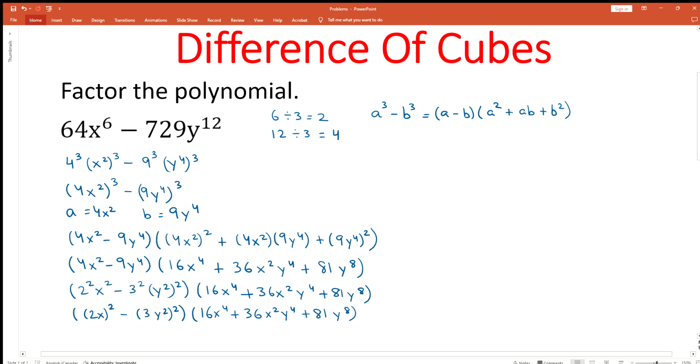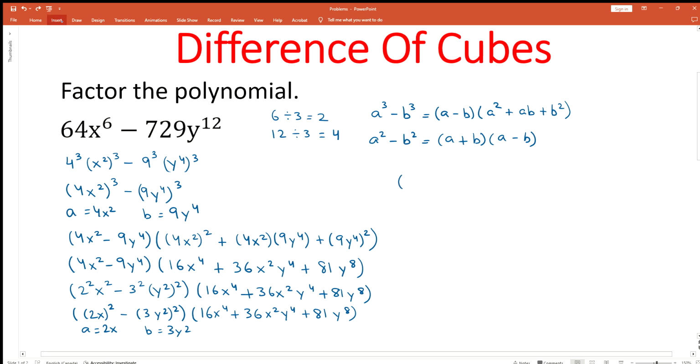Now we can use the difference of squares factoring method formula to factor the expression in the first parentheses. The formula for the difference of squares factoring method is a squared minus b squared equals a plus b times a minus b. In our expression, a is 2x and b is 3y squared. Now we can use this formula to factor the expression in the first parentheses.